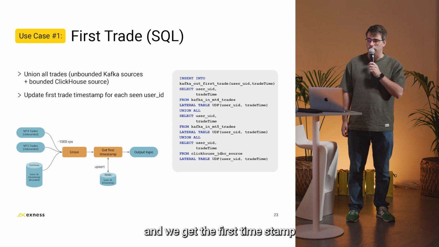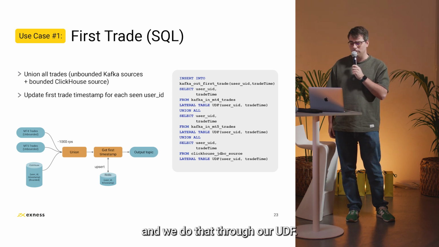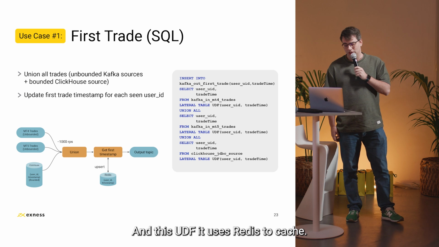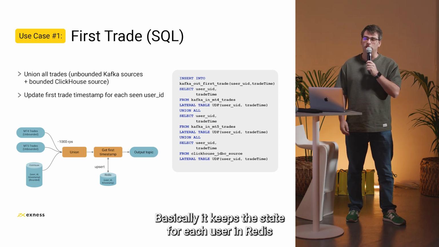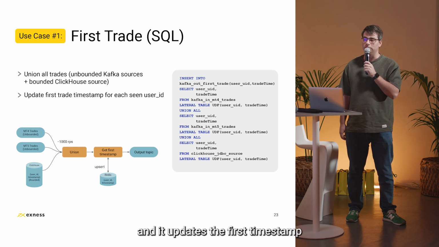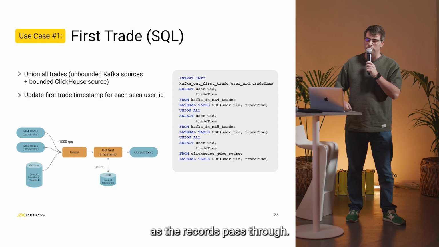And we get the first timestamp. And we do that through a UDF. And this UDF uses Redis to cache. Basically, it keeps the state for each user in Redis, and it updates the first timestamp as the records pass through.